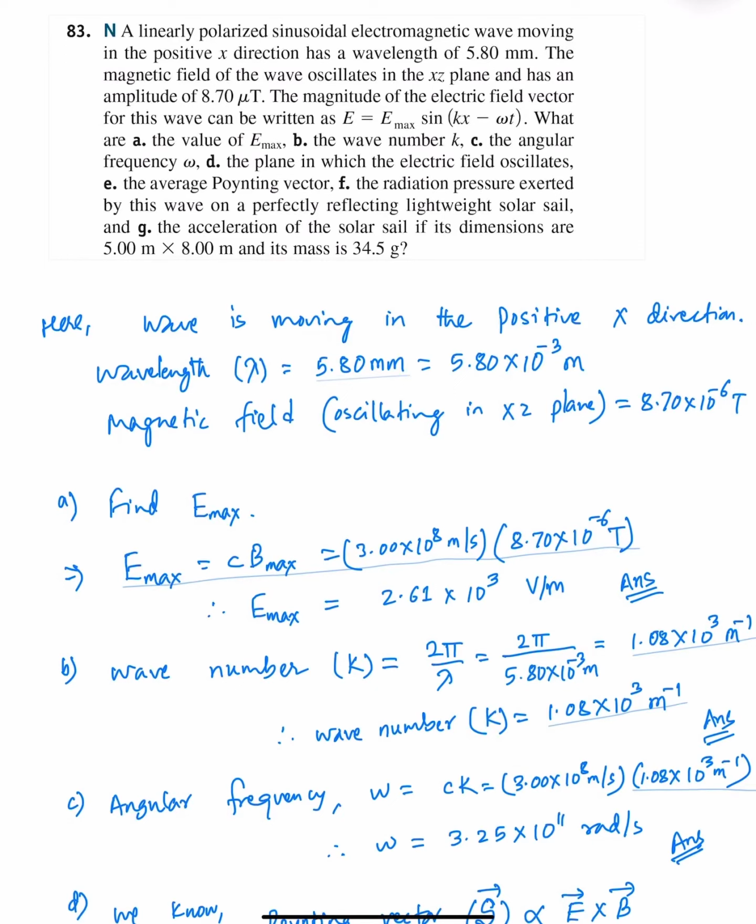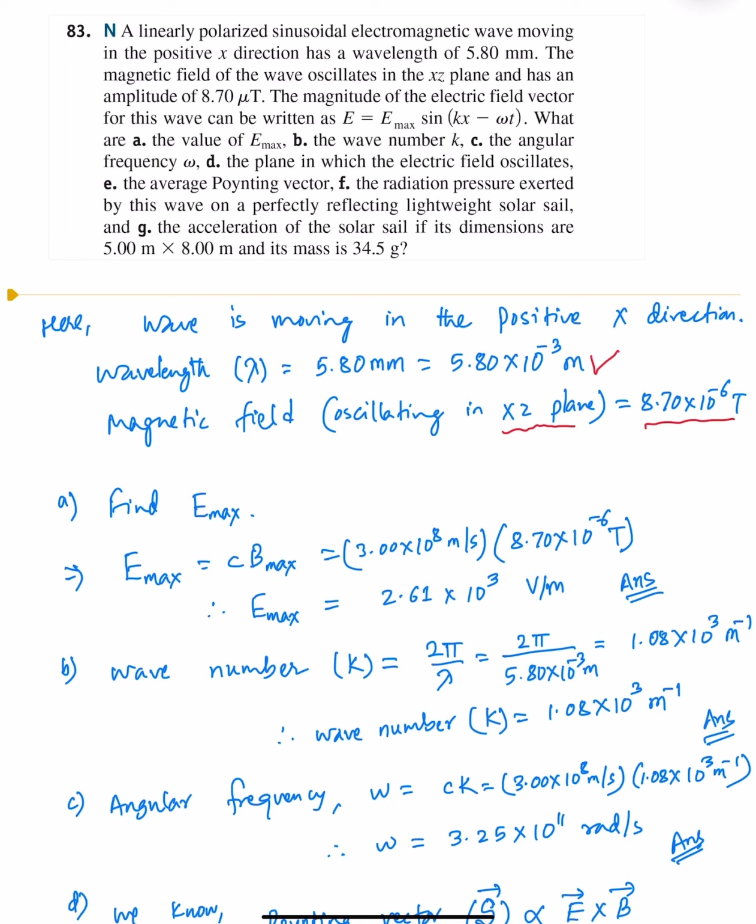This is problem number 83, which is kind of similar to the previous problem. So we have a linearly polarized sinusoidal EM wave moving in the positive x direction. It has a wavelength of this much. The magnetic field, which is oscillating in the xz plane, has a value of this many Tesla. So obviously you have to convert that into standard SI units.